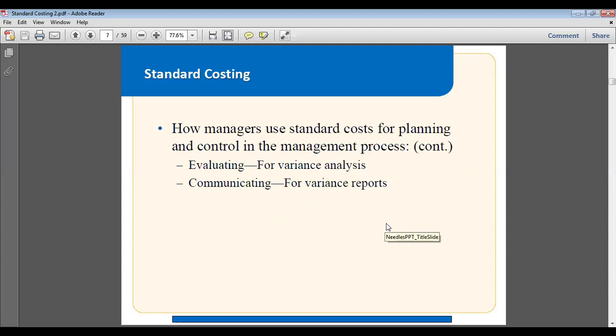Then evaluating and communicating. Variance analysis, as I discussed, is the difference between the predetermined standard cost and the actual cost, and this variance analysis is for evaluating the process and communicating variance reports. This is the basic standard costing.